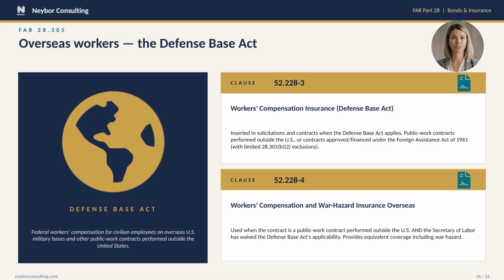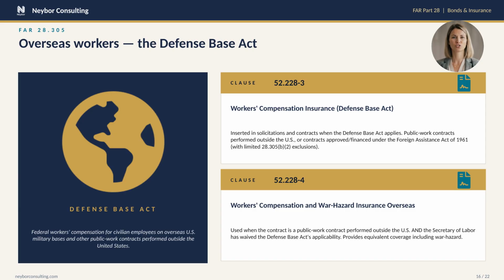Section 28.305 deals with overseas workers' compensation, which is its own regime. If your contract puts U.S. civilian employees on overseas military bases or public work projects abroad, this slide affects you directly. The illustration on the left captures the Defense Base Act, which is a federal workers' comp scheme that applies to civilian employees performing under contracts outside the United States. It overrides state workers' compensation because state schemes don't reach across borders.